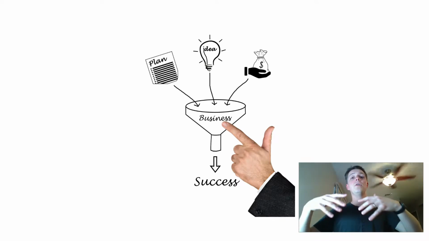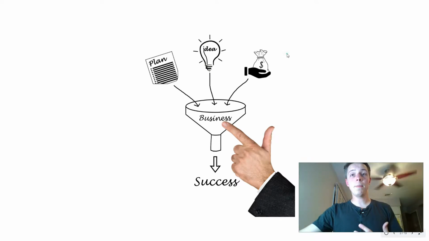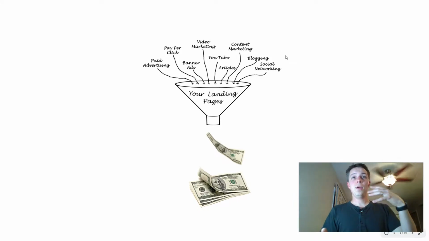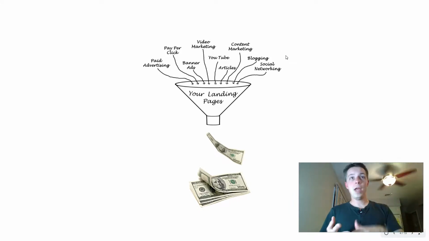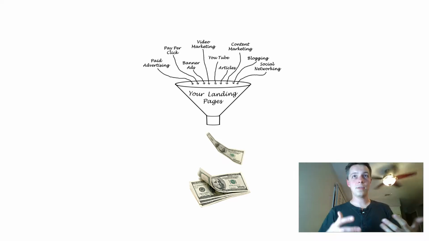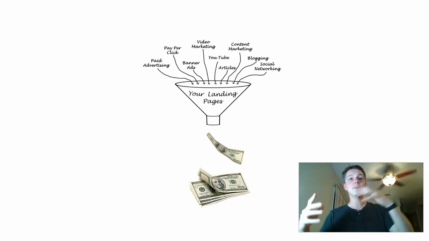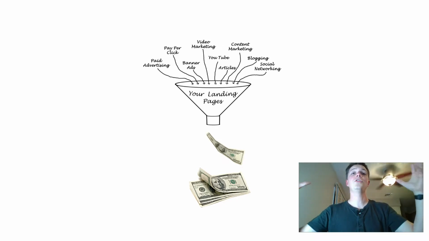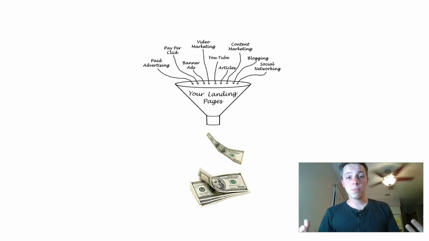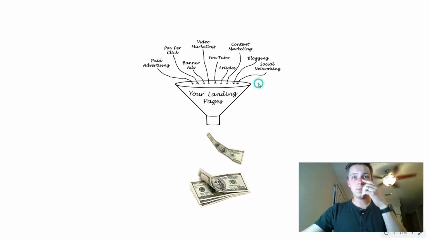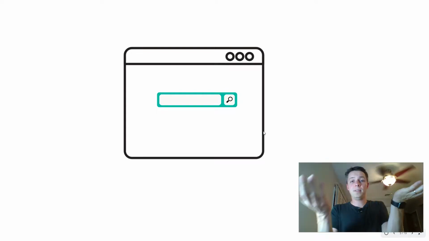You have to learn a number of things to make this work. You need paid advertisement, pay-per-click, banner ads, video marketing, YouTube, articles, content marketing, blogging, social media. There are many different ways you can get people onto the landing page of a sales funnel to turn it into money and profits. But what is a sales funnel? Essentially, it's this. That's it.